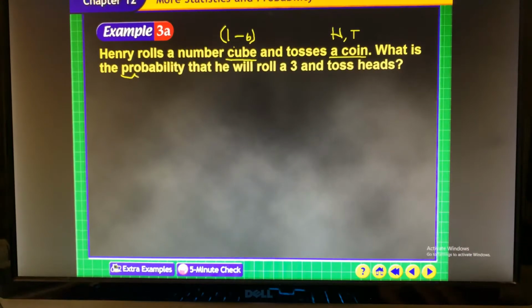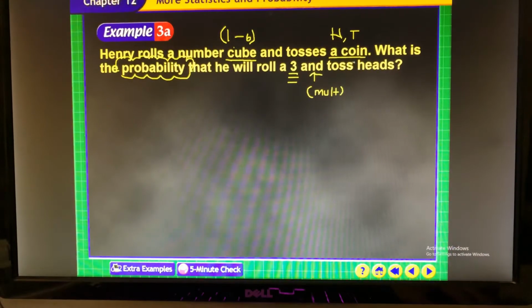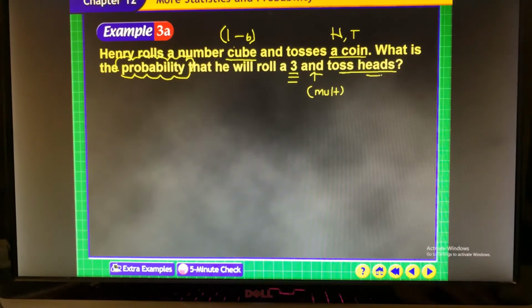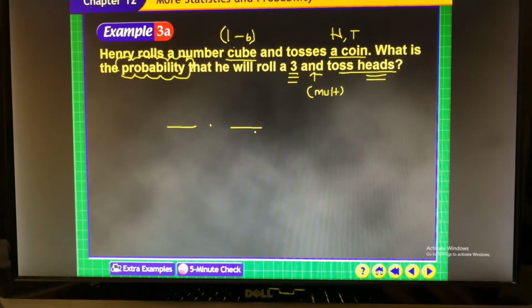This question is different. What is the probability that he'll roll a 3 and, just so you know, and means multiplication, toss a head. So let's think about it. I have 2 things I have to do, right? I get to roll a cube. How many outcomes are there on a cube? 6, right? Remember I told you outcomes are the denominator of probability.